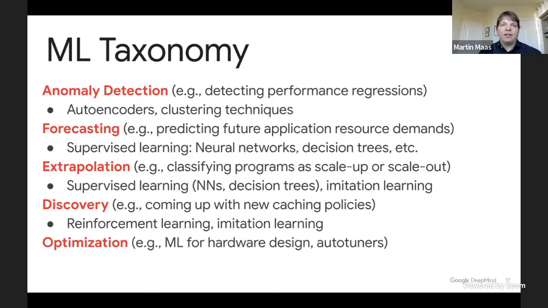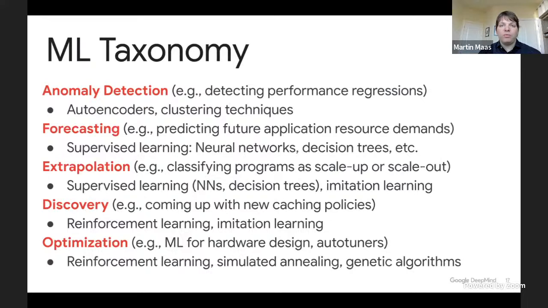And finally, the fifth category is optimization. There are a wide range of different optimization problems in systems, including in areas like ML for hardware design, autotuners, and so on, and various different ways in which machine learning can help solve these optimization problems. Now, there are ways in which machine learning is applied to systems that don't fall into any of these categories, but they cover a fair set of the space.